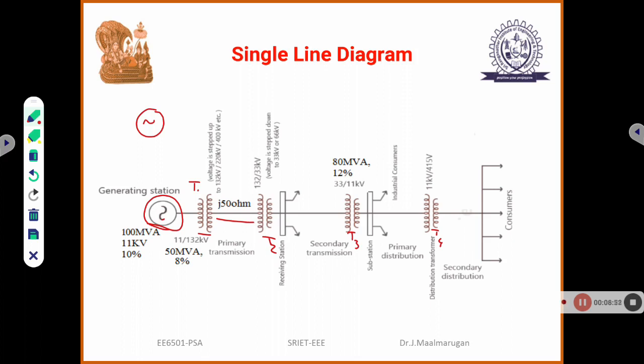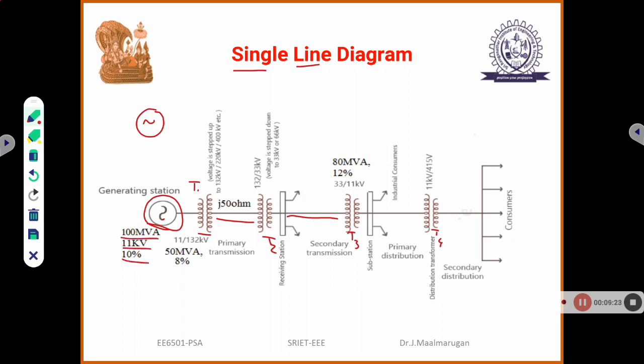So what is a single line diagram? The single line diagram is nothing but the pictorial representation of a power system. The components are represented by standard symbols, and the interconnections are shown by straight lines. The important thing is that beside the symbol, the ratings are also marked on the single line diagram.